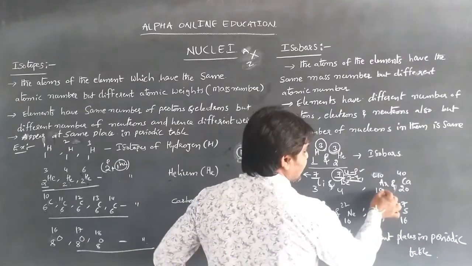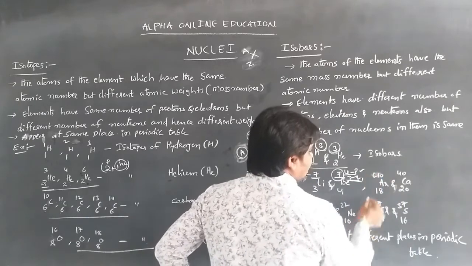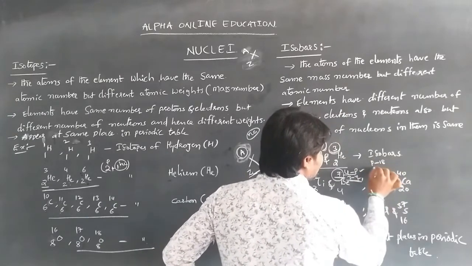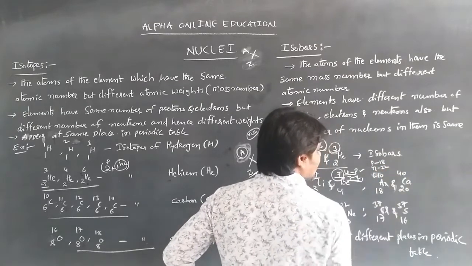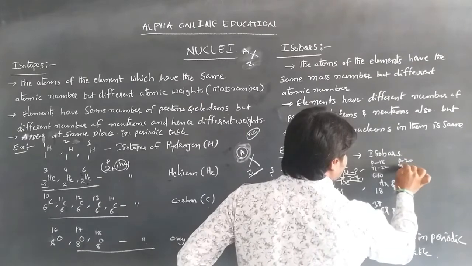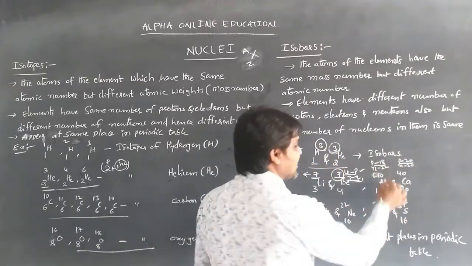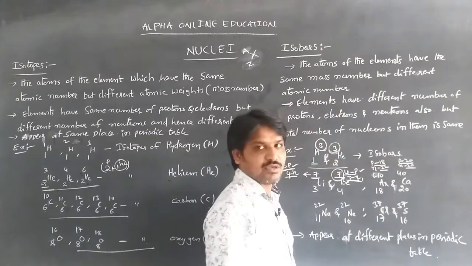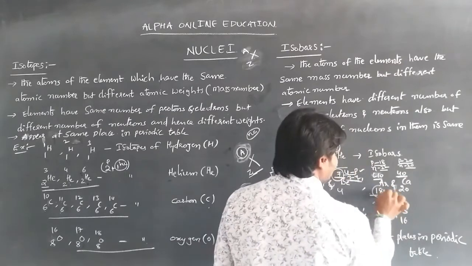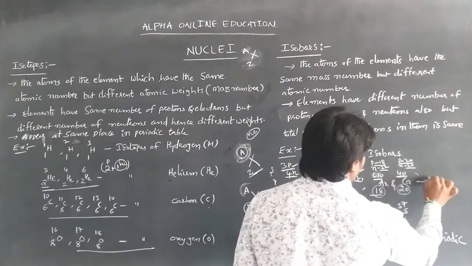In the case of 18Ar40, the number of protons is 18 and the remaining neutrons are 22. Here the number of protons is 20 and the neutrons are also 20. So a different number of protons and a different number of neutrons are there. The same atomic mass number but a different atomic number, so this is also isobars.